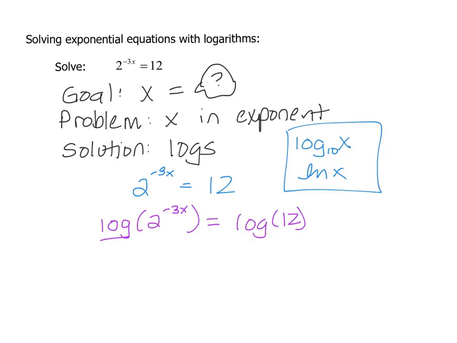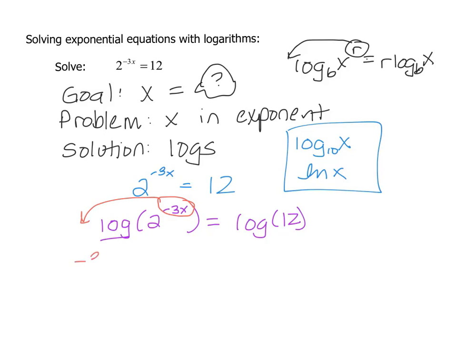Now, that handy rule we talked about a few minutes ago said that when we have log base b of x to the r, we can rewrite that as r log base b of x. So the exponent can come down and become a coefficient. This negative 3x that is stuck in the exponent, we're going to bring it down and it becomes a coefficient. So we have negative 3x log of 2 equals log of 12.